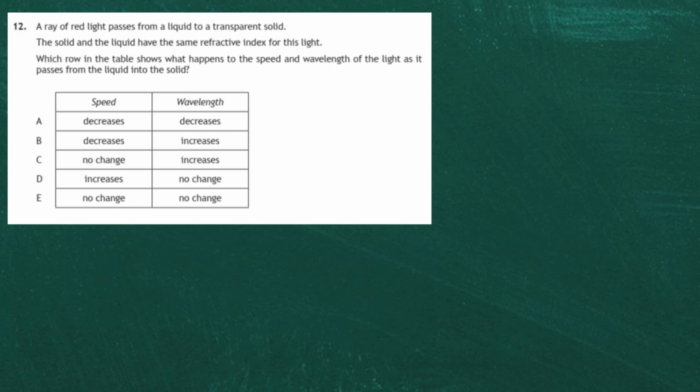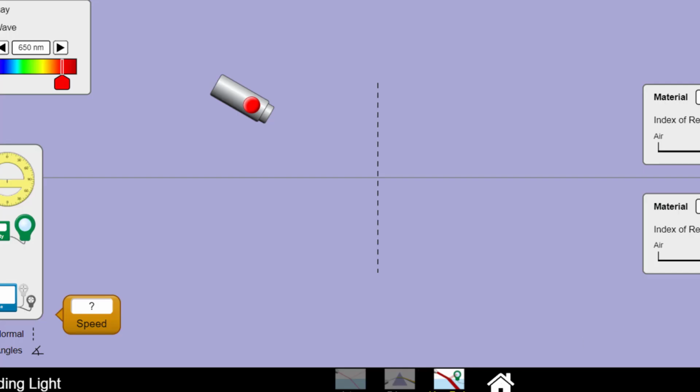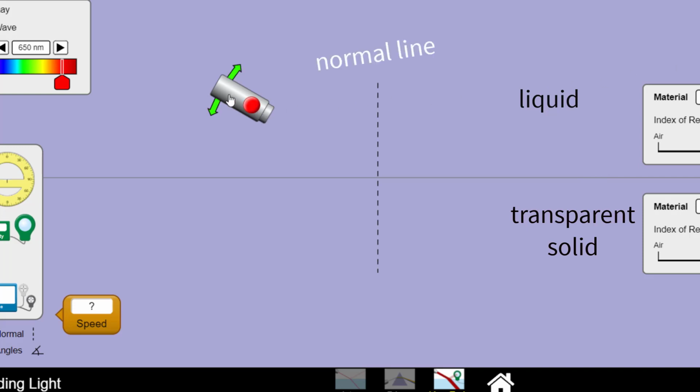Now, to help us find out what's going to happen to the wavelength and the speed, let's go to the PhET physics simulation site and see what happens. This is a website where you can practice your physics. The line at the top is the interface between the liquid and the transparent solid. You can see we have the normal, and we've got a little laser beam.